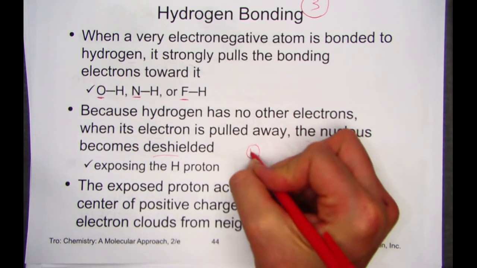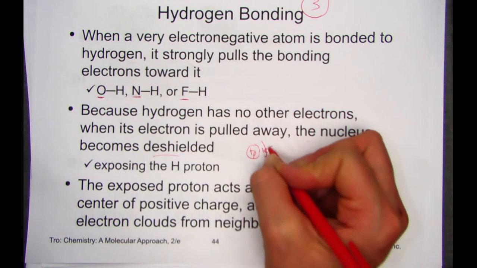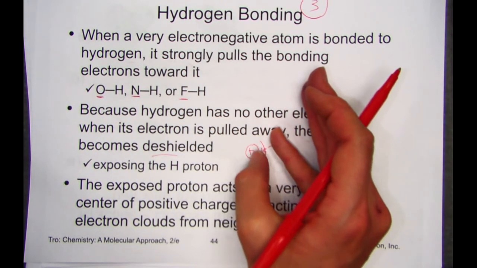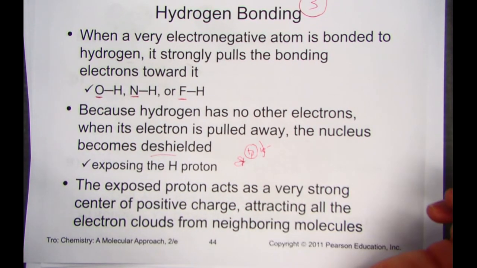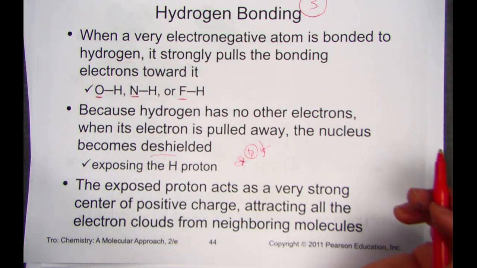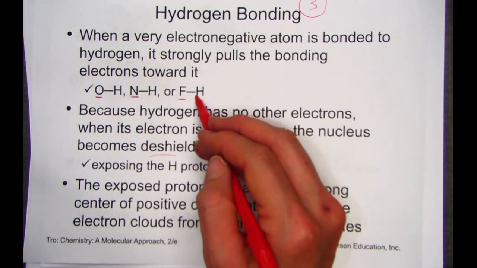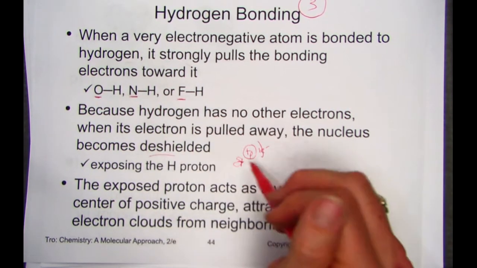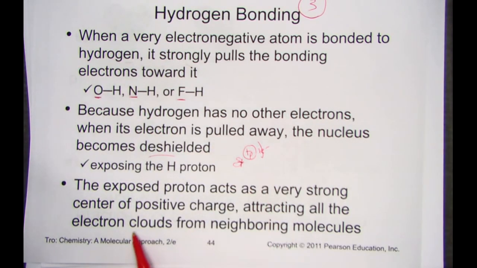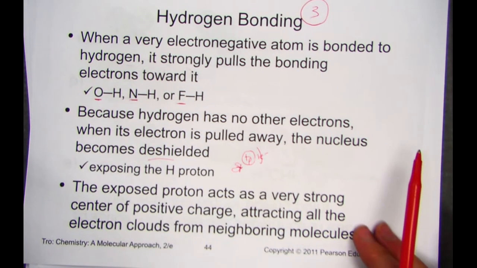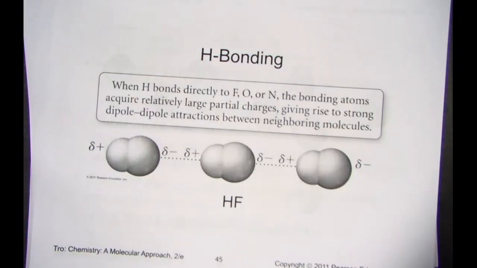This is a picture of a little hydrogen atom. It's one positive proton, one negative electron, and if I steal its electron, I'm exposing that positive proton. And it creates a very strong positive core, a positive attraction. That hydrogen bond is that exposed proton being very attracted to either a fluorine, a nitrogen, or an oxygen. The attracting of electron clouds from neighboring molecules creates the strongest attraction of all, a hydrogen bond.